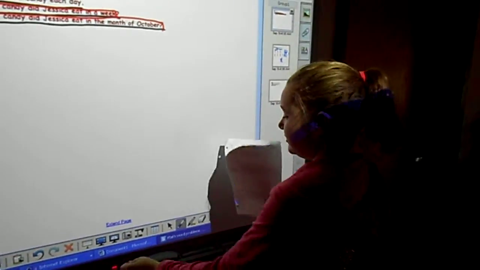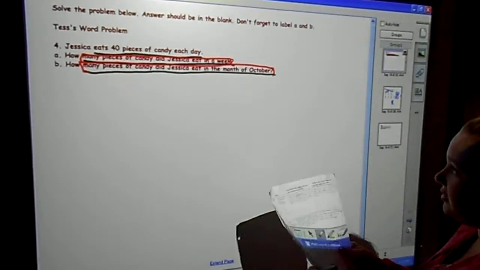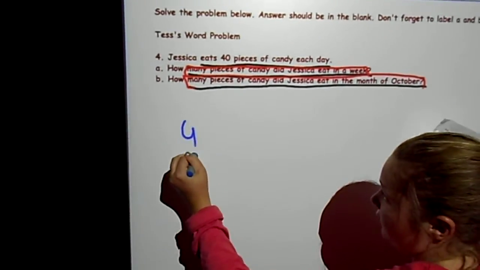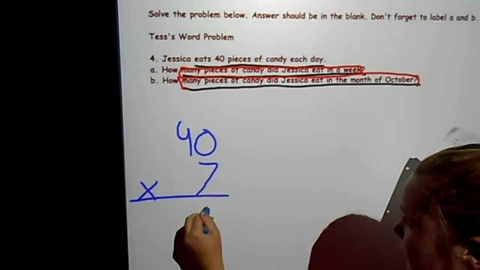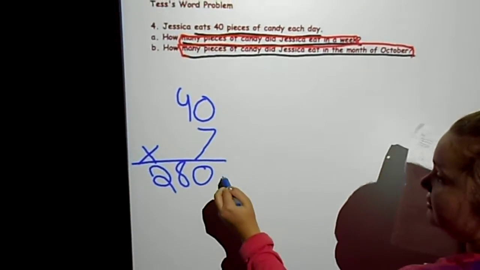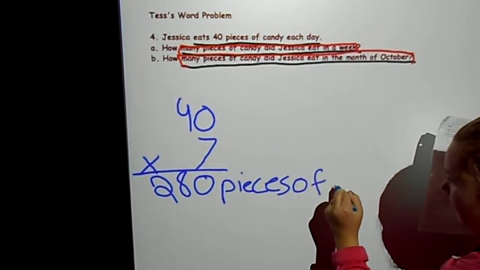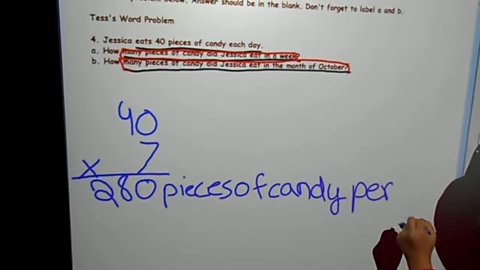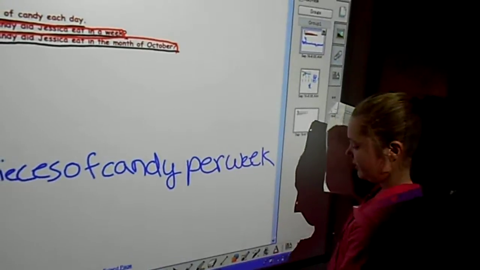Fourth, when you're doing it, you should show all your work. So you would have to do 40 times 7, and then 7 times 4 is 28, so it's 280 pieces of candy per week.